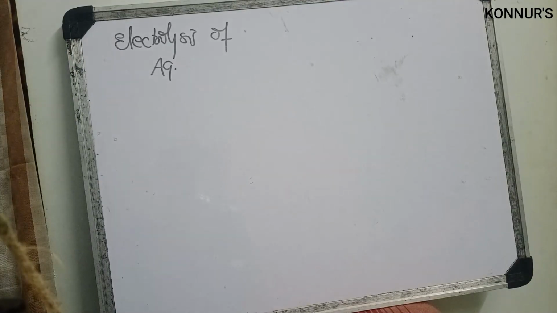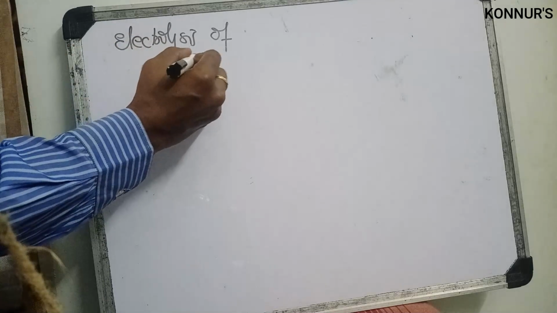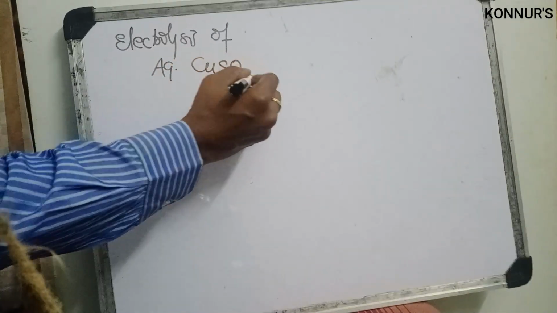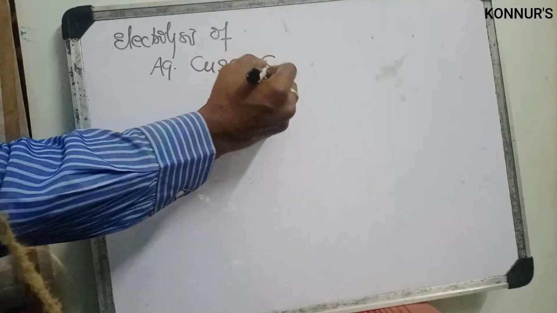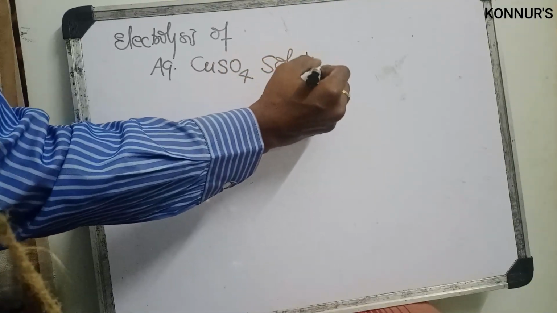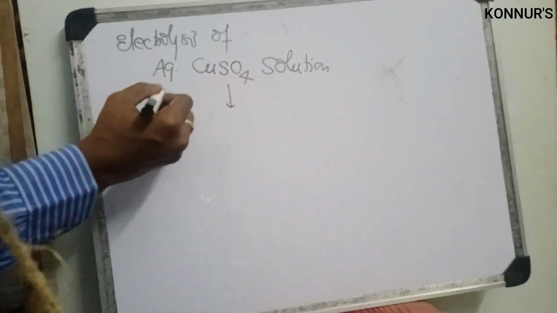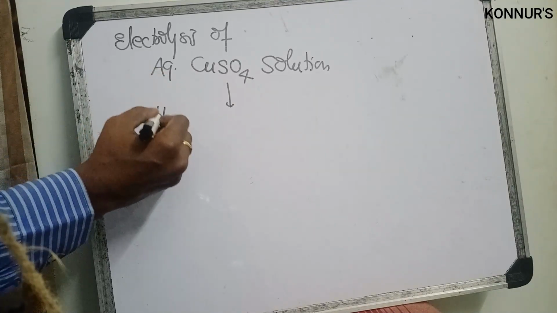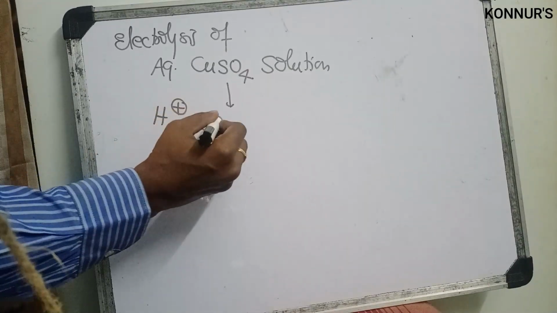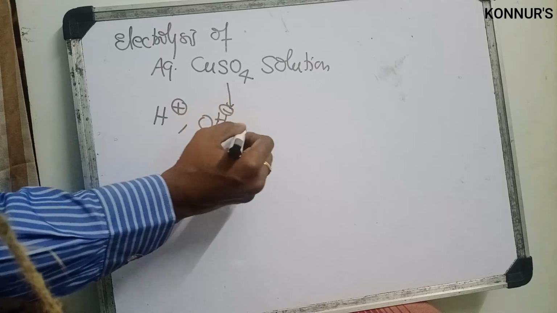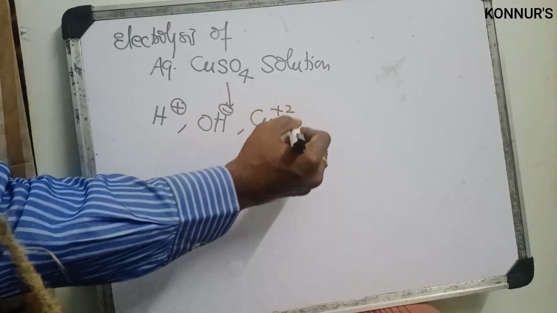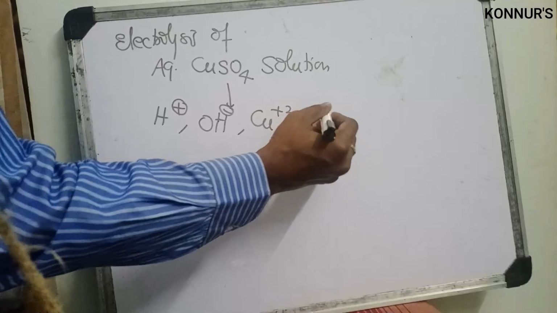Next, another example we will see: electrolysis of aqueous copper sulfate. So, aqueous copper sulfate solution. Before the electrolysis, who is present? Aqueous means H plus is there, OH minus is there. Next, Cu plus 2 is there, SO4 minus 2 is there.